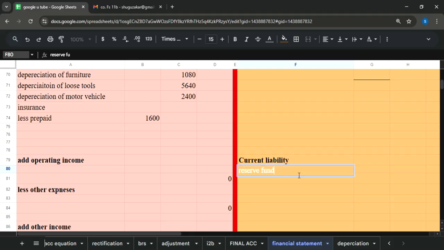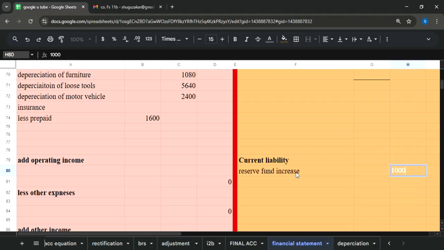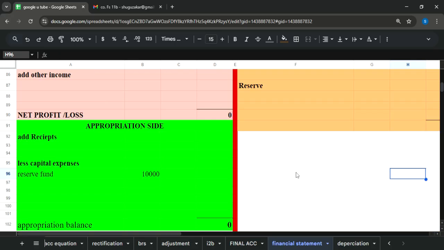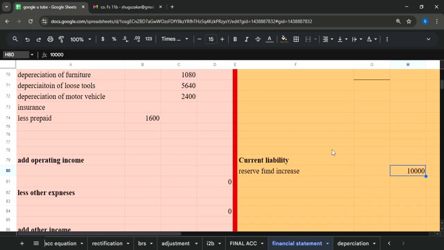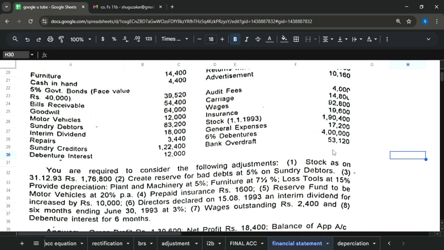Reserve fund increase, amount 10,000 is recorded. So guys, the two effects, or dual effects, are completed, one on the appropriation side and one on the liability side. It means our adjustment number 5 is completed. Next, adjustment number 6: directors declared an interim dividend of 6 months at 3%.